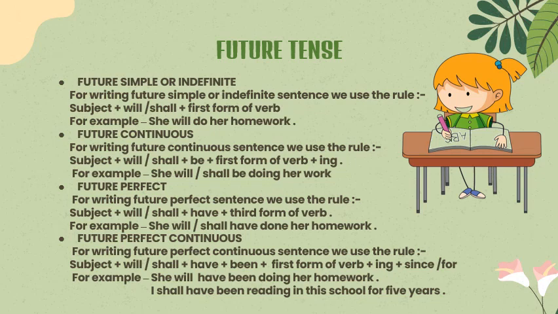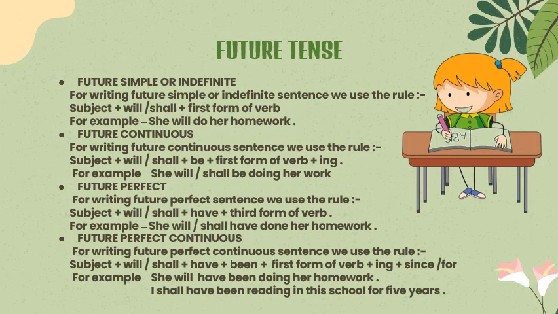Now, future perfect tense. The future perfect tense denotes that the action will be completed in the future before another action takes place. For writing future perfect sentences, we use the rule: subject plus will or shall plus have plus third form of verb. For example, she will have done her homework. Another example, I shall have done my homework.